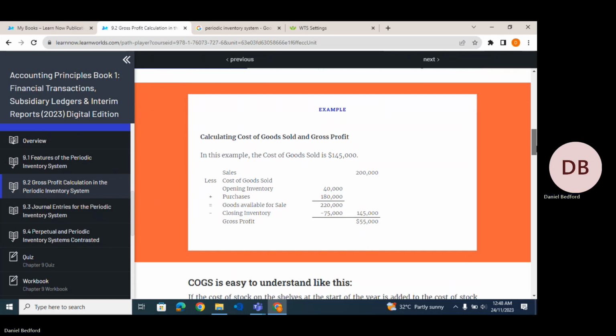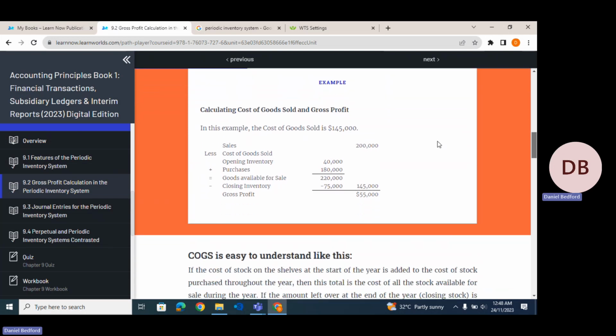Here it is again. Very similar. I'd say the only difference is they've got this extra line here saying goods available for sale. Would I like you to do that? Yes. I'd like it to look just like this.